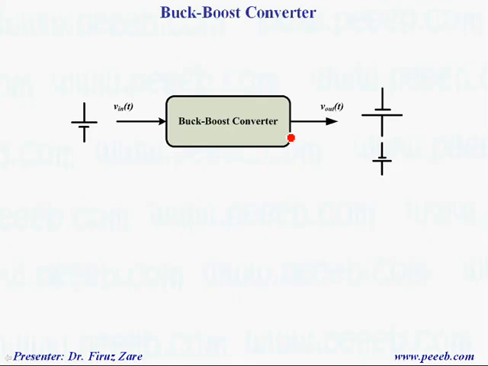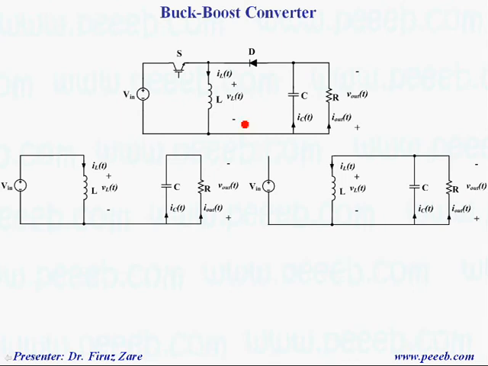Now we can look at the buck boost converter. In this case the input voltage can be less or more than the output voltage, and the point is that the polarity of the output voltage is different. That means this is an inverting buck boost converter. So this is a circuit diagram.